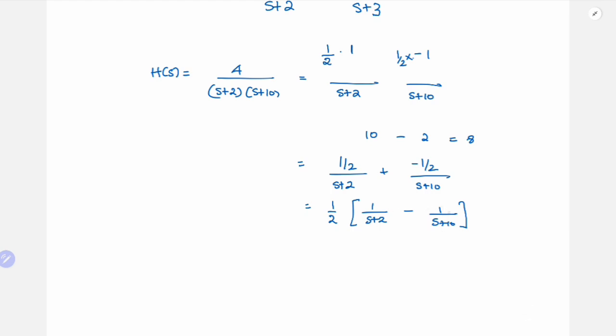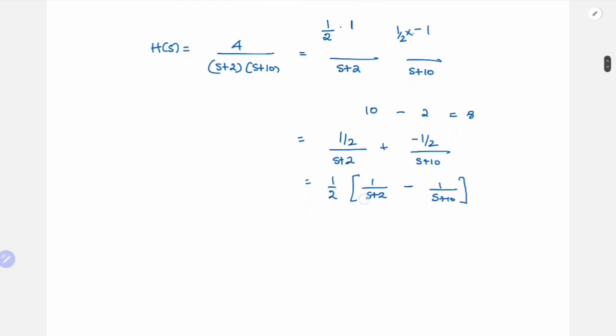The s term will anyway disappear, and 10 minus 2 will give 8, and you have half outside, so it will become 4. Similarly, if you have only the s term here, the same example I'll take, s plus 2 into s plus 10. So now you have only the s term. What do you have to do now? First let us write down the denominators. Now you want to cancel the constant terms. So how will you do that?